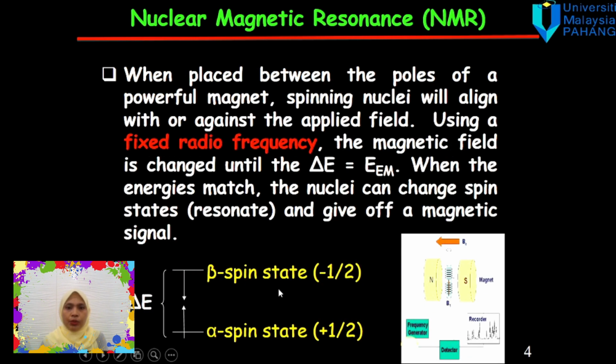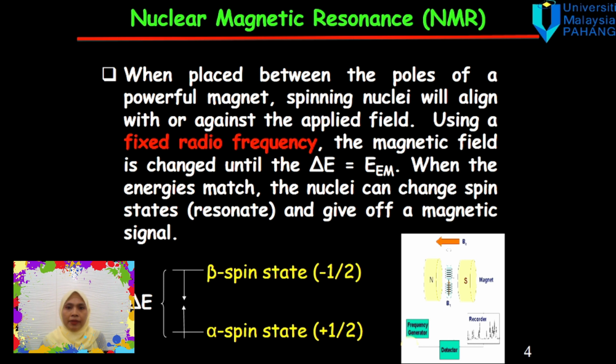Because of these two different states of spin, they have two different energies. The one that aligns with the B0 is low energy, and the one against the B0 is high energy. The difference between these two energies contributes to the delta E. So for the atom to have a nuclear spin flip, it has to achieve enough energy equal to this delta E to have a resonance. That means they have to spin flip.